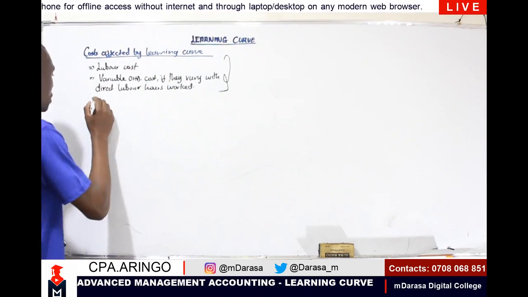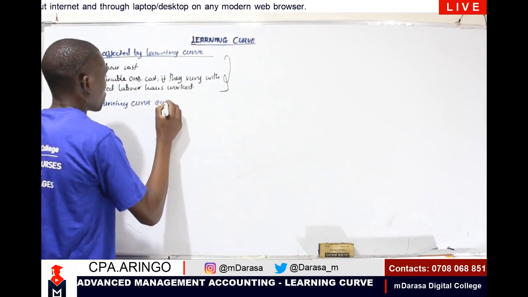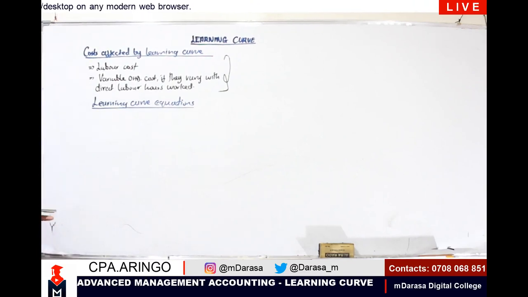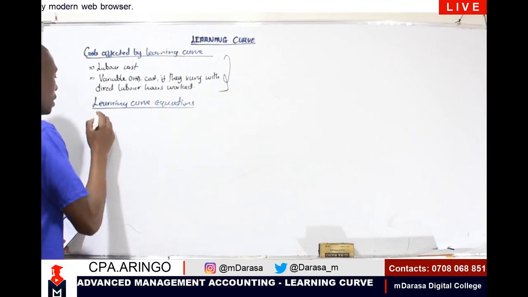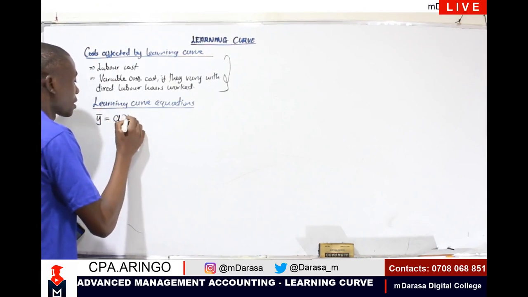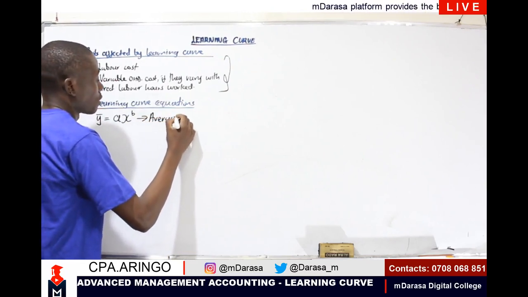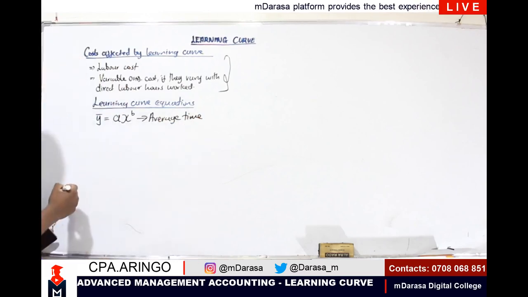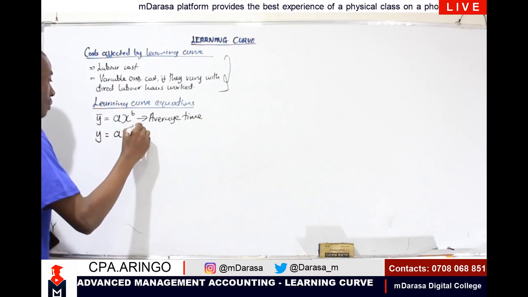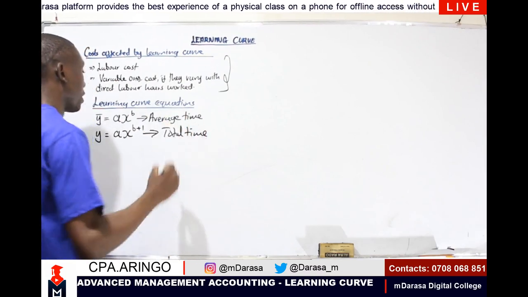So this should take us to learning curve equations. This is what we'll be looking at. I'll be talking of the following. A, we'll be talking of average time, which we normally express as Y bar equals A X raised to power B. I'm going to explain it very well. Talk of total time: Y will always be equal to A X raised to B plus 1. This is the formula to determine our total time.